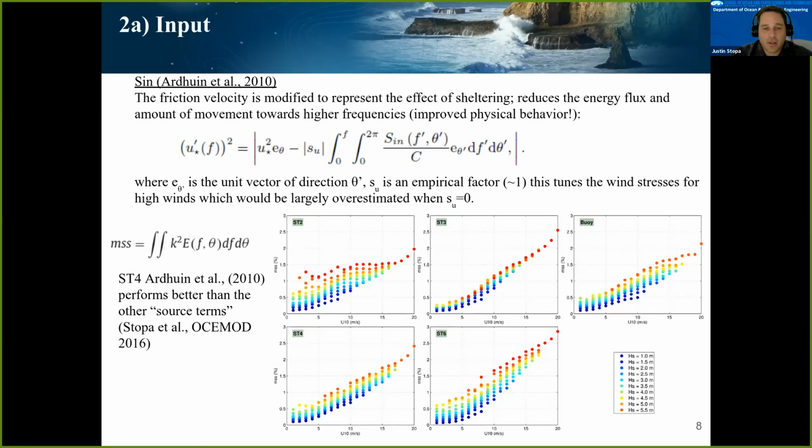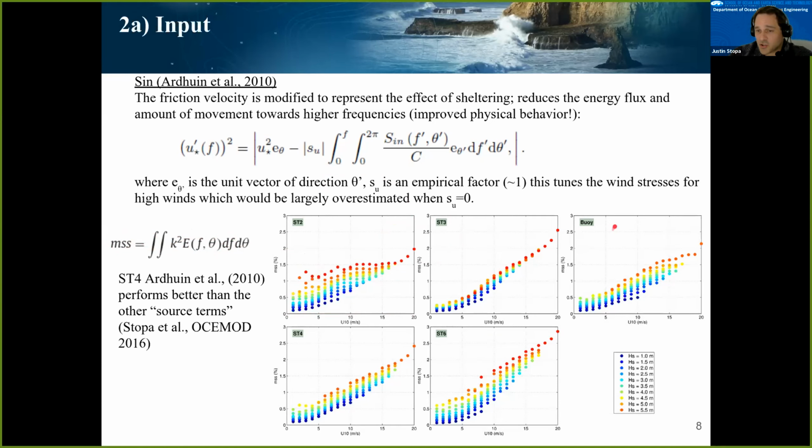And the other way that I can demonstrate quickly how the impact of this term is in this bottom plot. This bottom plot here shows the mean squared slope, which is k squared times our wave energy. And k squared is actually proportional to a fourth order moment. So this means that there's going to be more weight on the high frequency components of the spectrum. So this is just some wave parameter of the sea state. And then on the bottom axis here, we have the wind speed. And then the colors represent different wave heights.